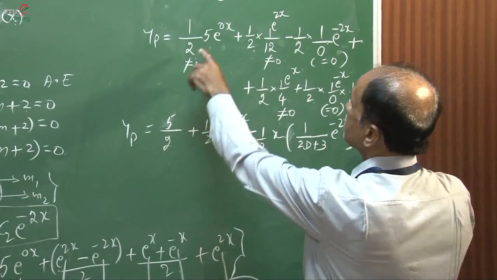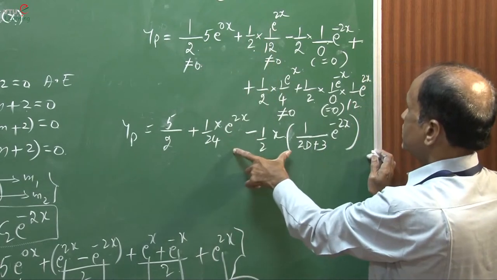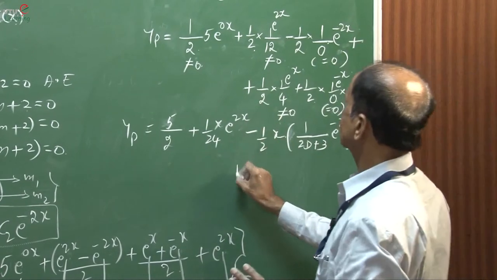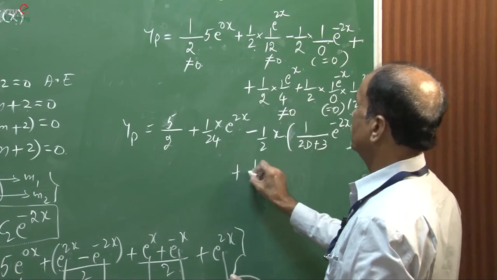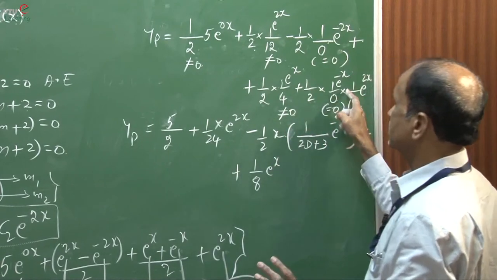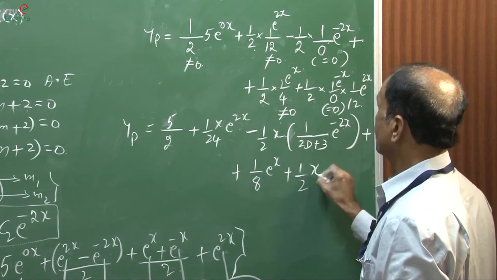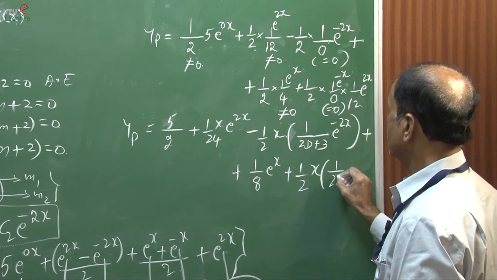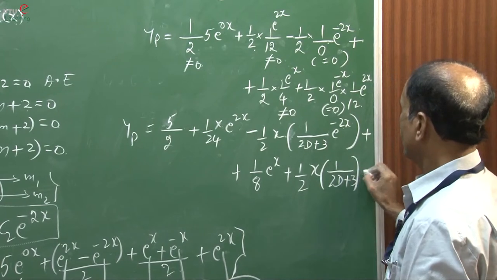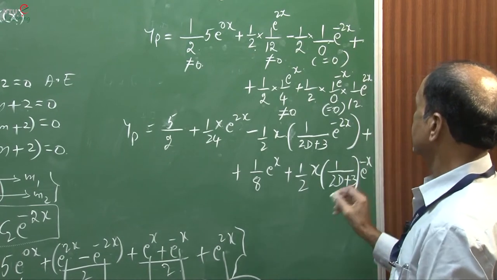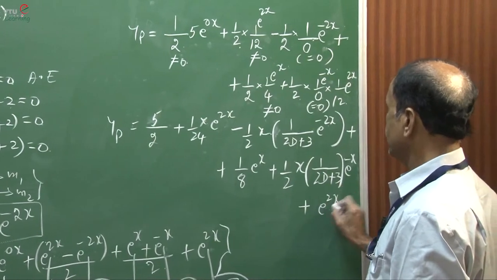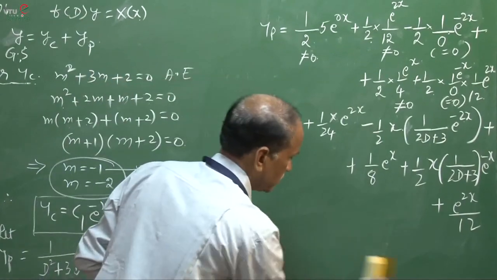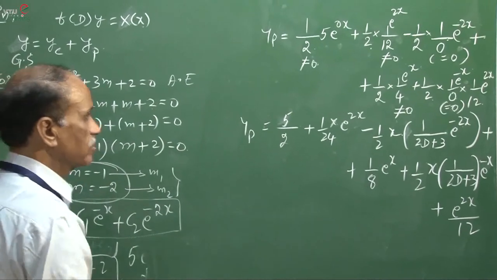So that is over. First term, second term, and this is third term by differentiation, and plus of 1 by 4 into 2, 1 by 8 e to the power x, and this is a case of failure, plus 1 by 2 into x, e to the power minus x means that is 1 divided by 2d plus 3 operating on e to the power minus x, and plus of e to the power 2x divided by 12. So all these terms are to be discussed now, in the case of failure and in the case of not a failure.